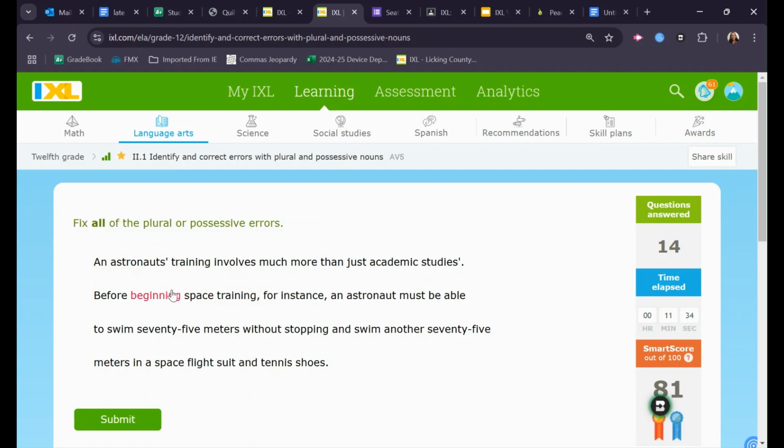Okay, an astronaut's training. All right, right here we've got a problem. An astronaut, that tells us one astronaut. So this is singular. Is it possessive? Yep, astronaut's training. So let's make it singular possessive.